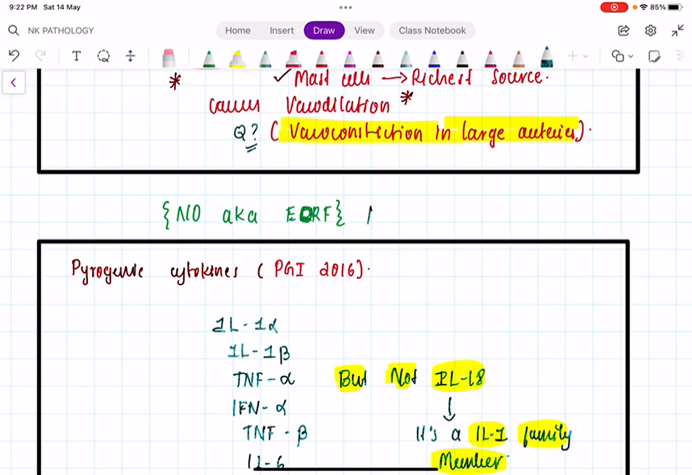Nitric oxide, it is also called endothelial derived relaxing factor, EDRF. Endothelial derived relaxing factor, also called EDRF.